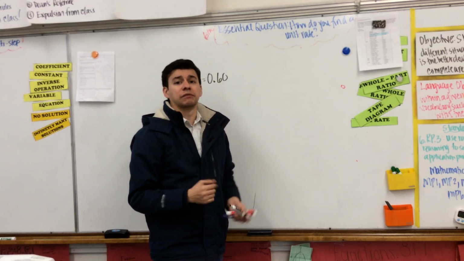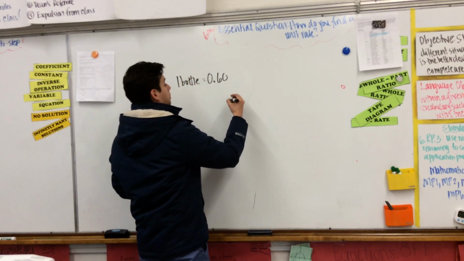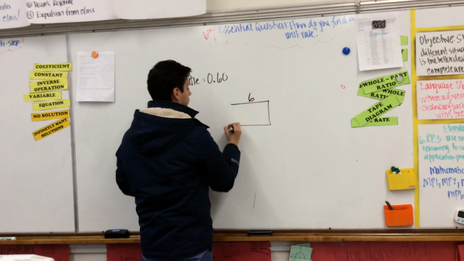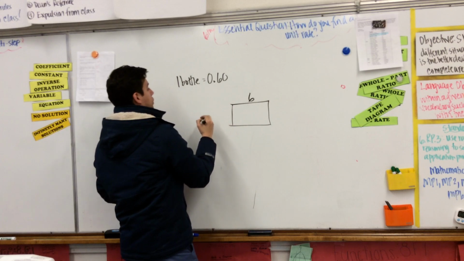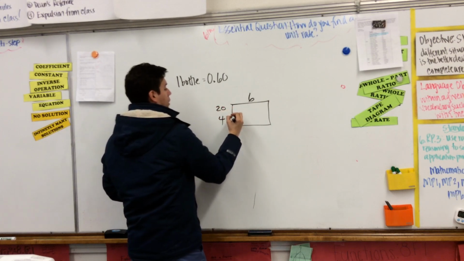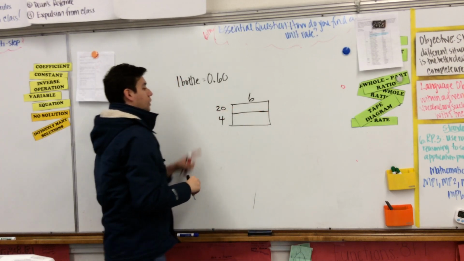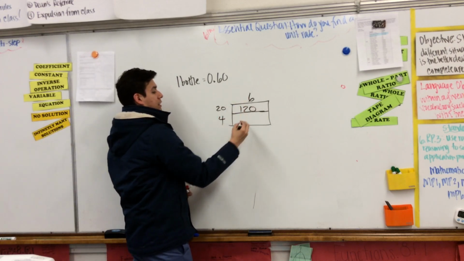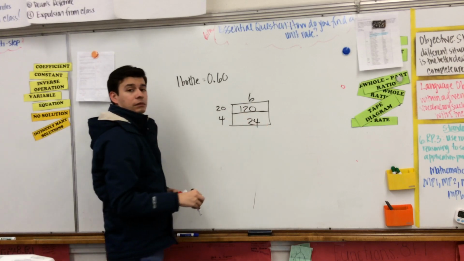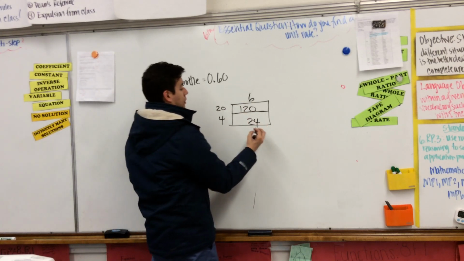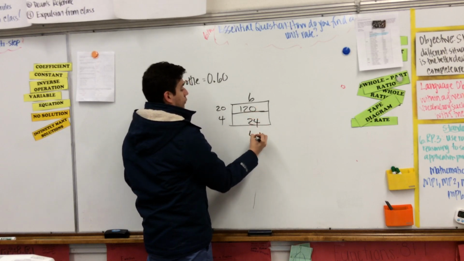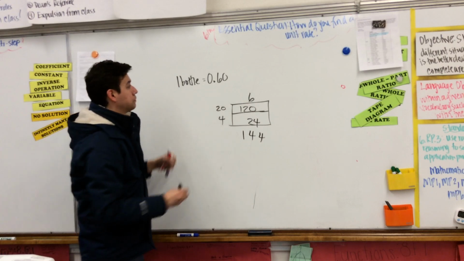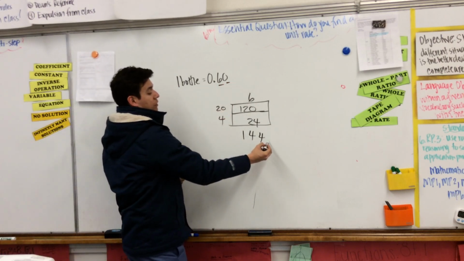Well, in that case, I just have to multiply. So I'm going to do 0.60, which is just 6, times 24, right? Okay. 20 times 6 is 120. 4 times 6 is 24, right? So then I just add, 144. And then we think about decimals at the end, okay? We have 2 digits after the decimals, so we have to move the decimal twice.